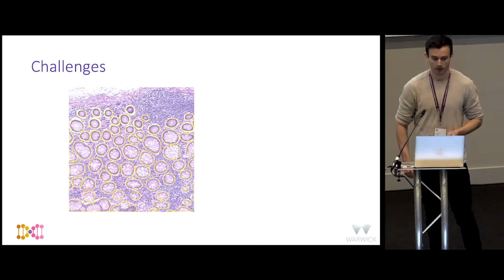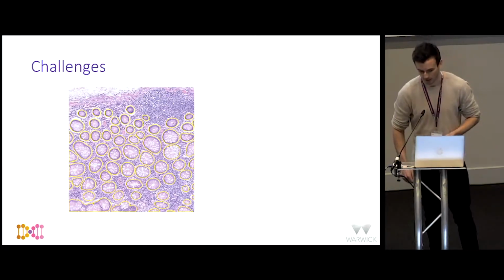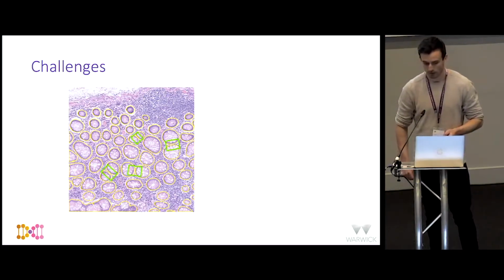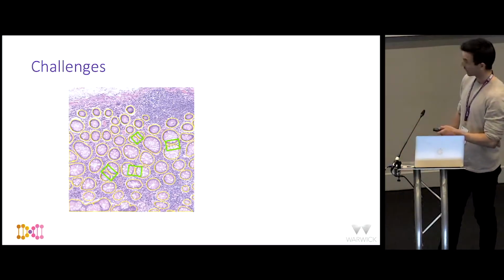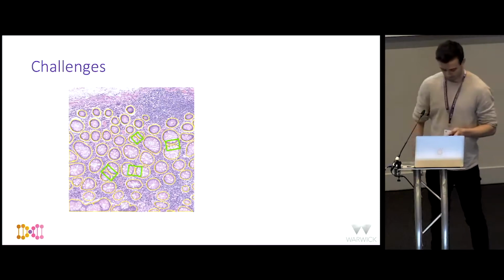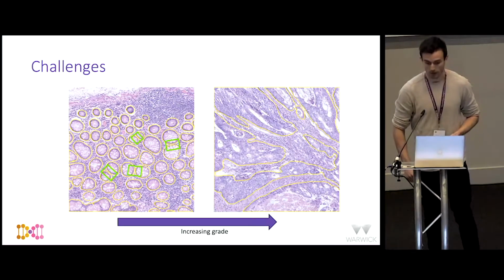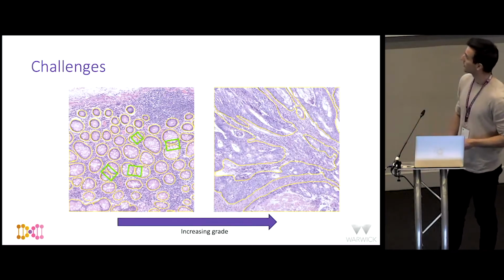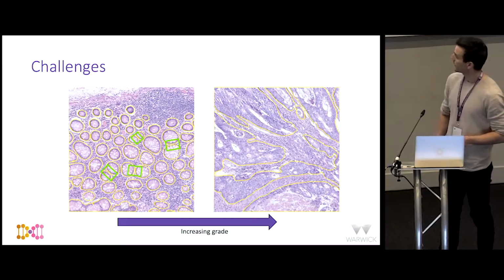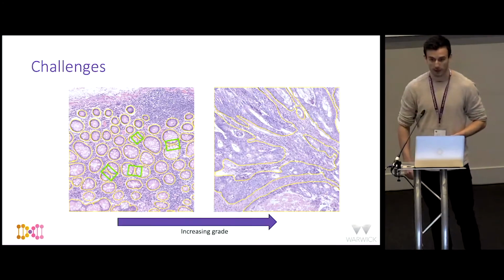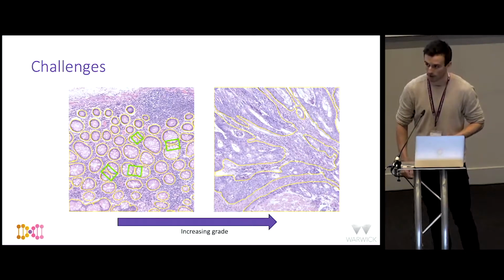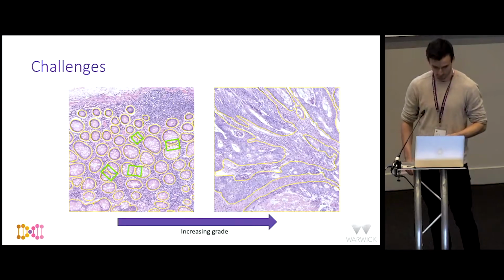Now, the challenges with gland segmentation include separating clustered glands, as we can see by the green boxes here. Then, with increasing grade, the glands display an increasing variability in the shape and the size. So therefore, automatic methods may struggle to actually segment the glands and the lumen.